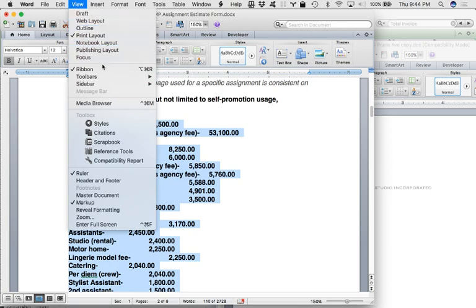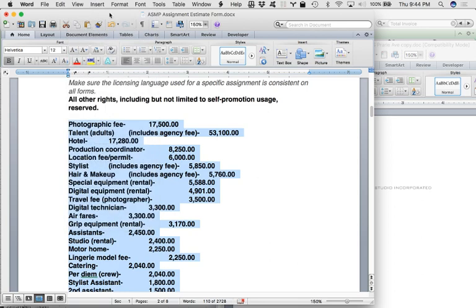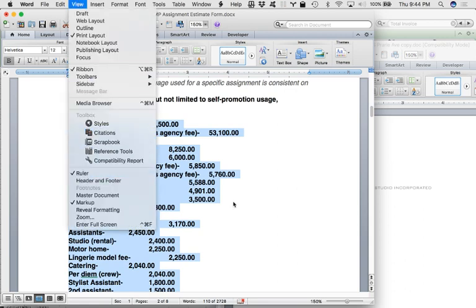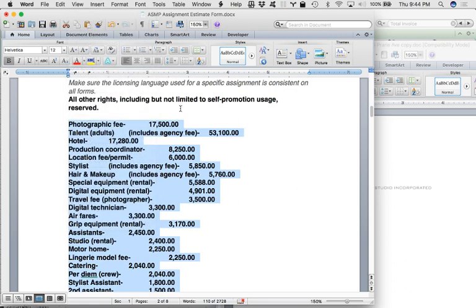So go to view and click mine. It says ribbon. Yours says ruler down at the bottom. Yeah. So down and click on ruler at the bottom. Do you have the ruler now? Yeah. Okay. And do you have these two tab stops? Or these two arrows? Those are tab stops.